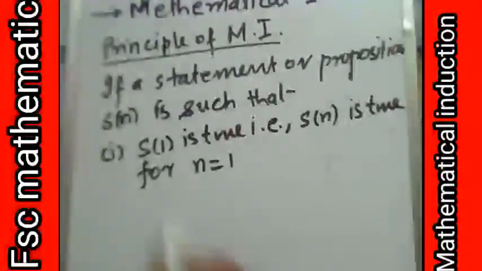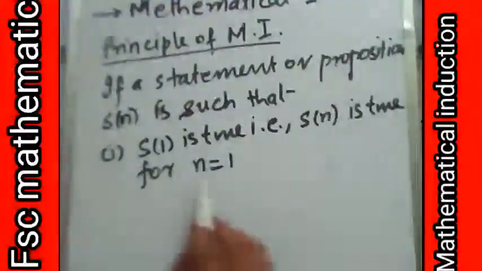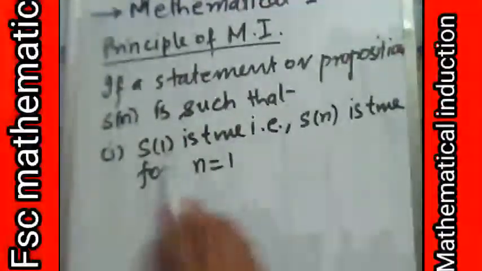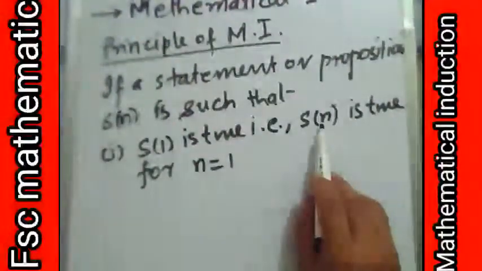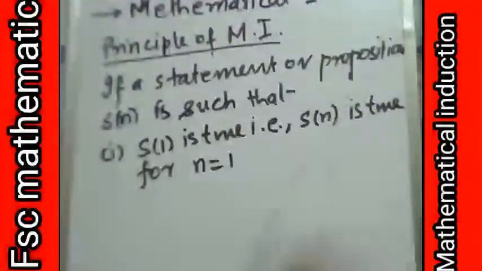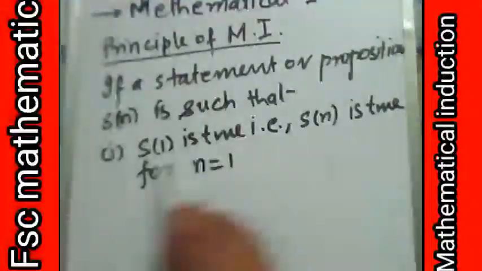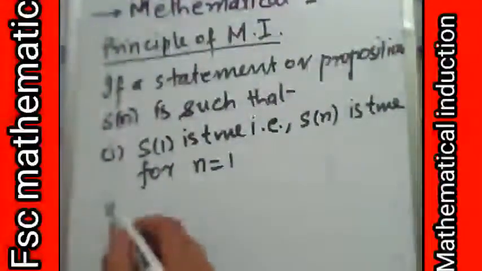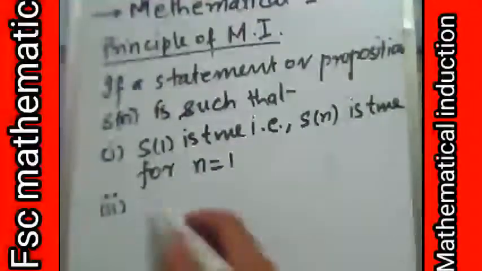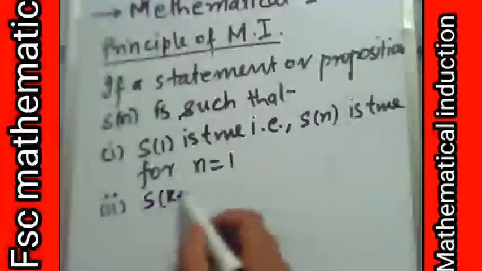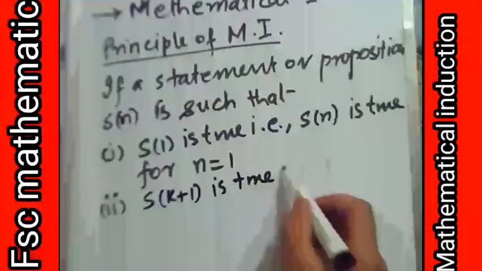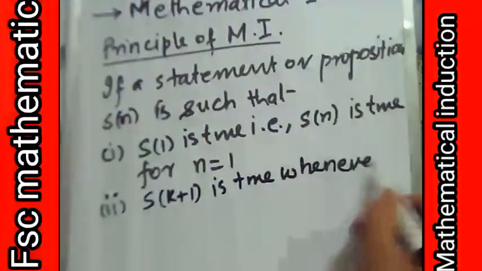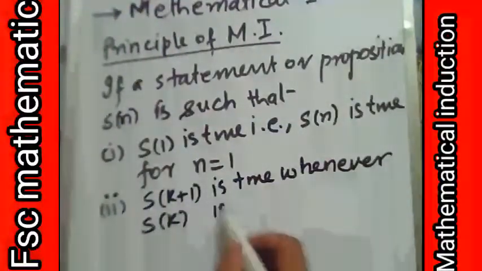So whenever you substitute n equal to 1, the statement formed before you is like 2 is equal to 2, a very obvious basic mathematical fact. So you will call that true. So when a statement is such that when you substitute n equal to 1, you find a true result. Number 2. S of k plus 1 is true whenever S of k is true.